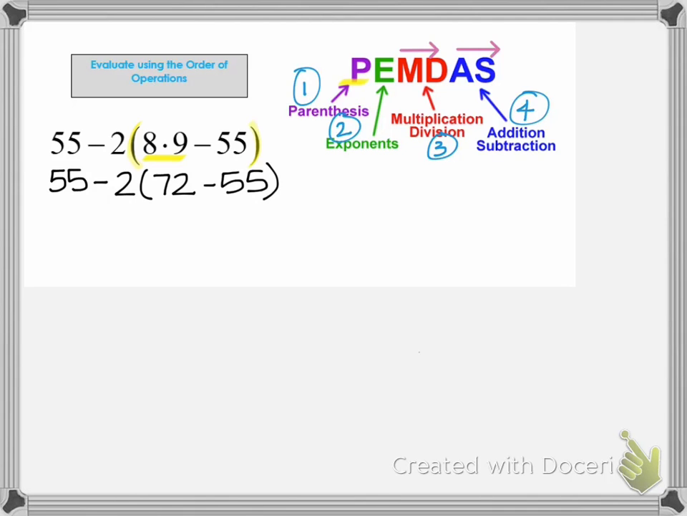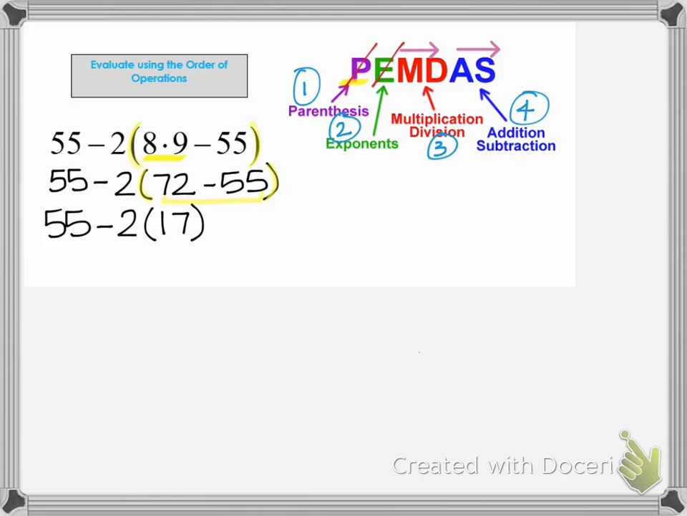So I'm left with 55 minus 2 times the quantity 72 minus 55. Now, I'm still on the parentheses step because I'm still working inside of the parentheses. Inside the parentheses, I have to subtract. So I have 55 minus 2 times 17. Now I am done with step P, or step 1. I'm done with parentheses because there's nothing left to do inside of the parentheses. I've simplified it to the number 17. I can move on. Now my next step would be exponents, but there are no exponents in this expression.